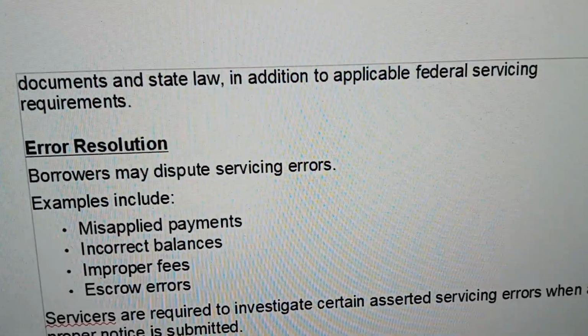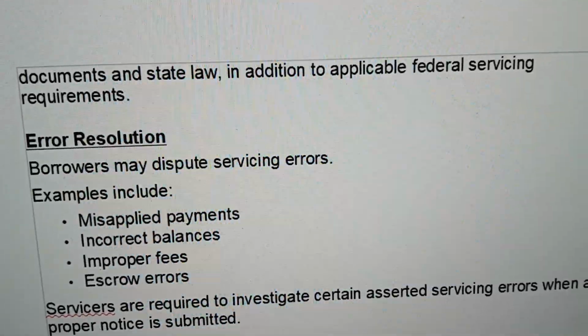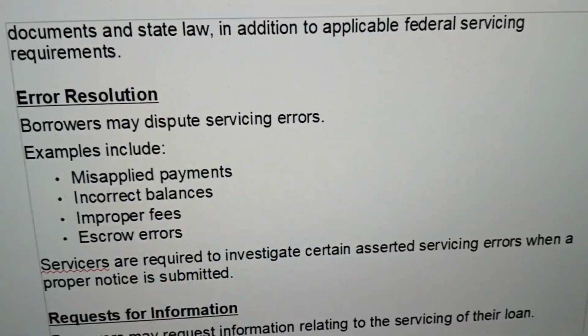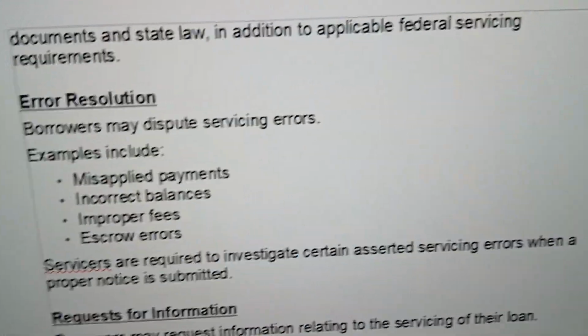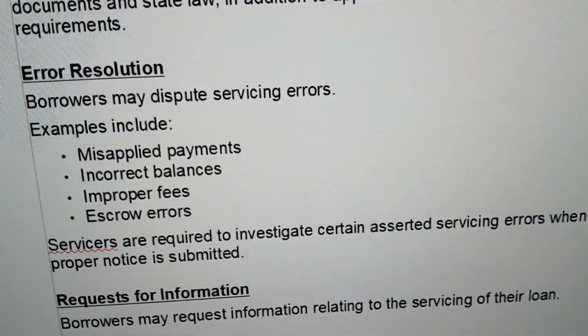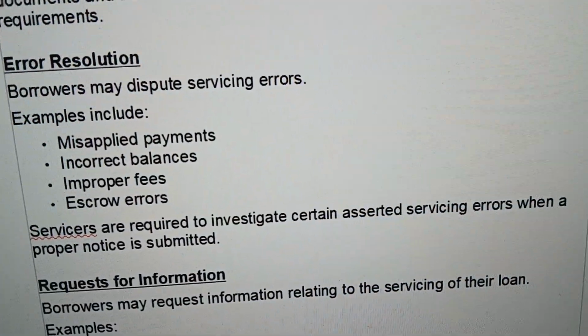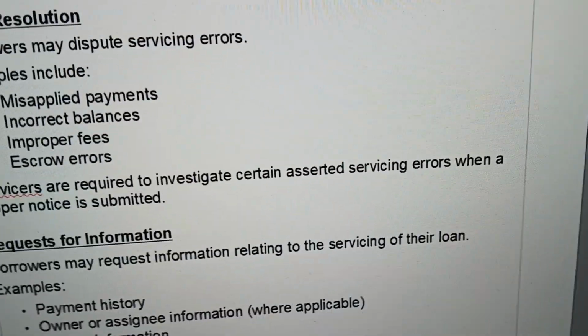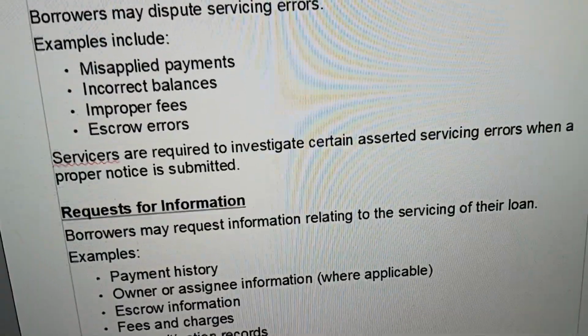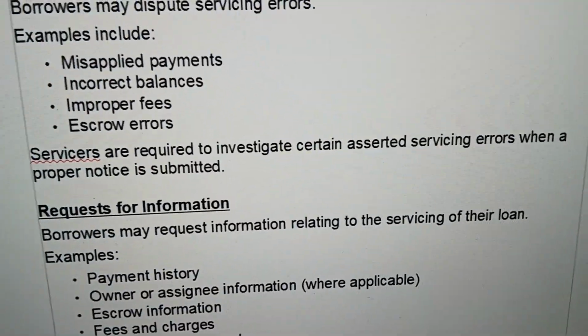Error resolution. Borrowers may dispute servicing errors. Examples include misapplied payments, incorrect balances, improper fees, escrow errors. Servicers are required to investigate certain asserted servicing errors when a proper notice is submitted.